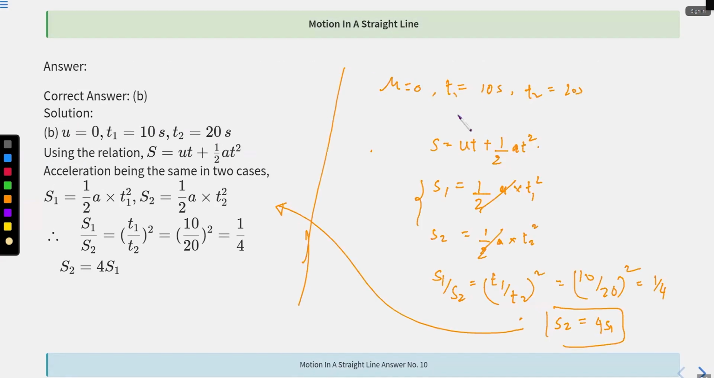So we didn't have to do anything. We just had to follow the second equation of motion. Okay, so I hope everybody is clear with this question. Let's move to the next question.